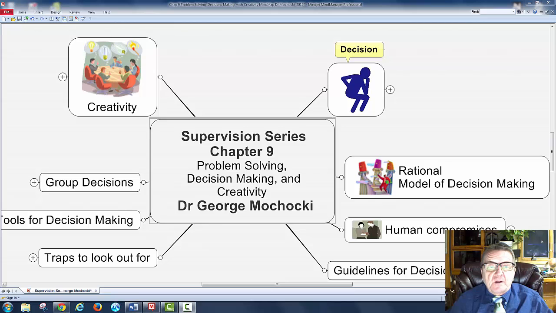This week we're going to be talking about Chapter 9, Problem Solving, Decision Making, and Creativity. You're either taking me in an online class, a face-to-face class, or in one of my training workshops. So, this is from a supervisory perspective. I teach some classes or training sessions on management. Still, they all have to be problem solvers, decision makers, and creative.